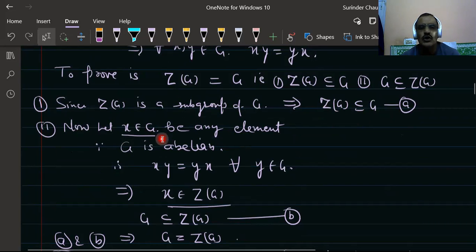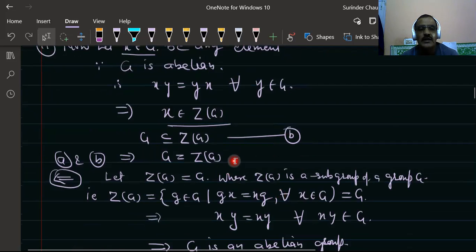Now let us take x belongs to G, any element. Because G is abelian, therefore xy is equal to yx for all y belonging to G. So this implies x commutes with all the elements of G. So x also belongs to ZG, because ZG is the set of all elements of G which commute with the other elements of G. So this implies G is a subset of ZG. Then A and B imply G is equal to ZG.